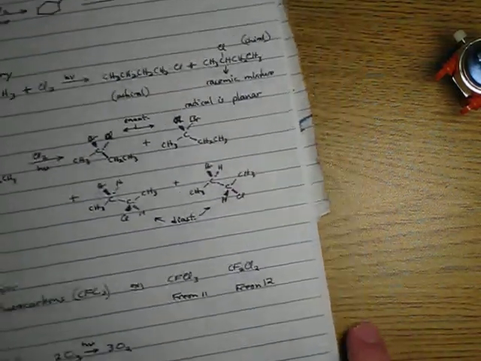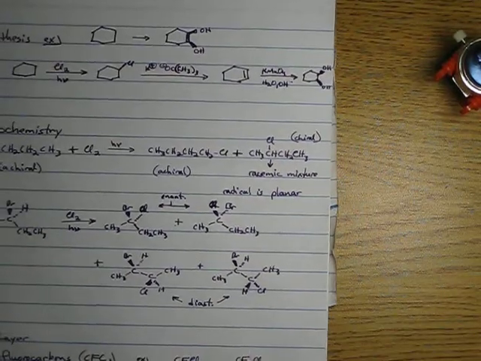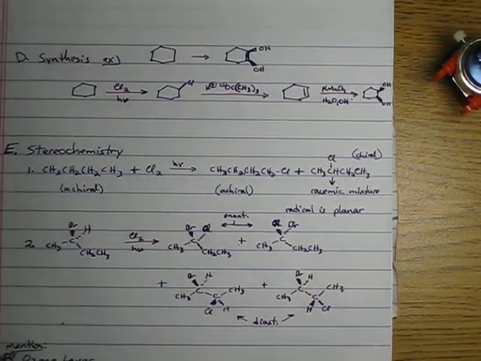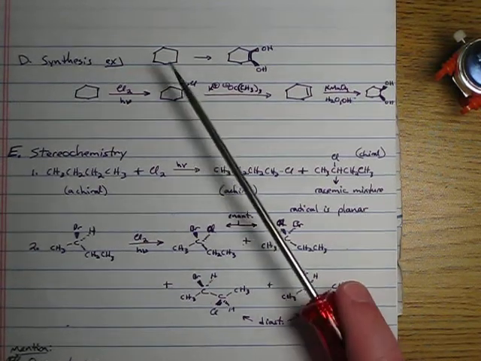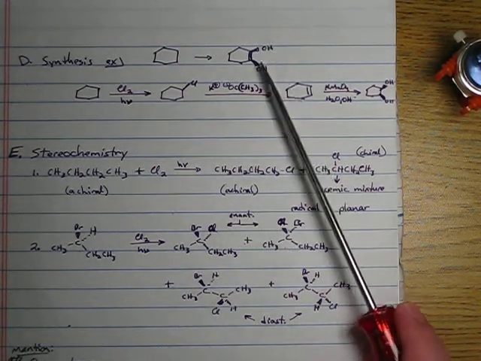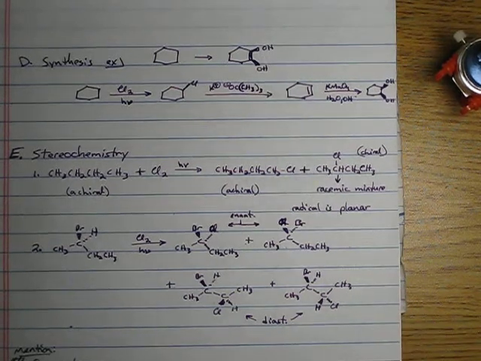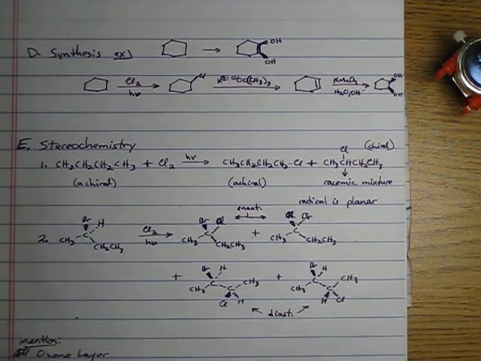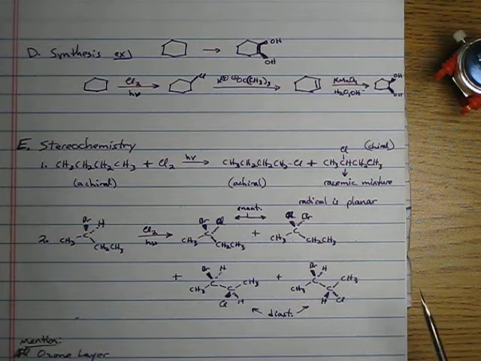So let's use this knowledge of halogenation for synthesis. Say you had cyclohexane and you wanted to make this cis dihydroxycyclohexane. How would you do that? Well, to me, I would look at this and say, wait a minute.